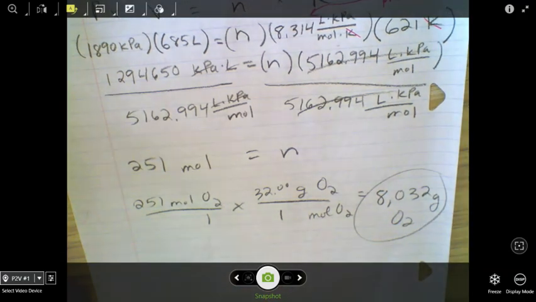So just keep in mind when they ask for grams, you can solve for moles and then convert to grams. Or if they give you grams, you can convert to moles and plug it in for moles. Okay. So just remember that grams and moles are easily converted among each other.